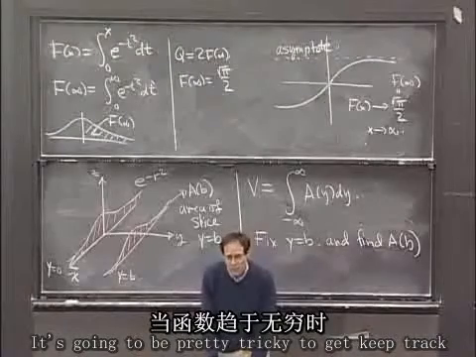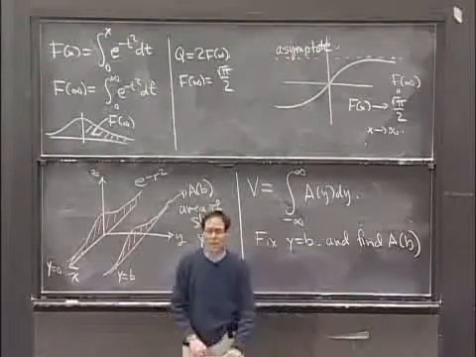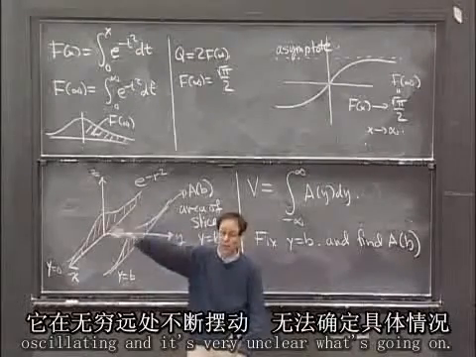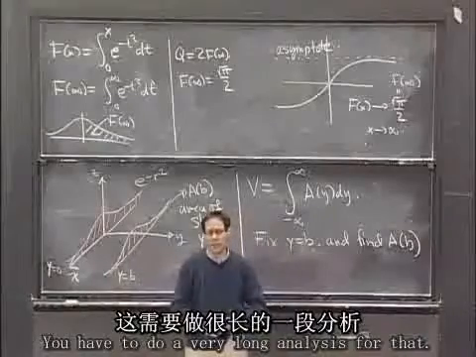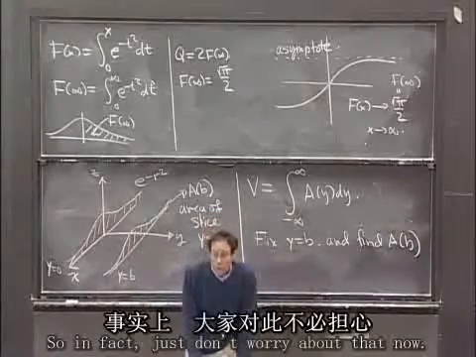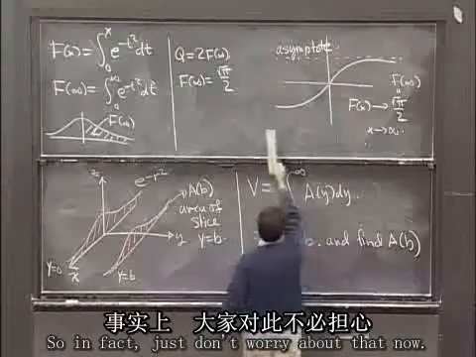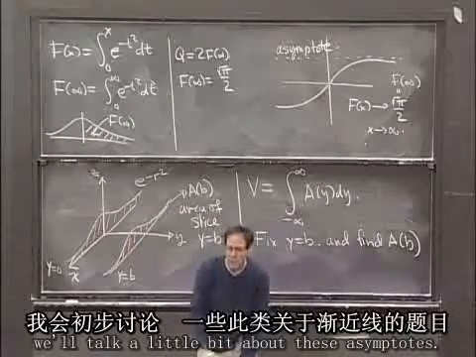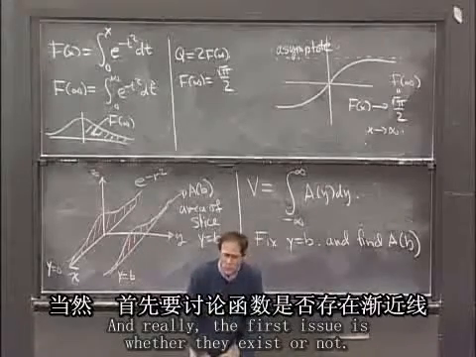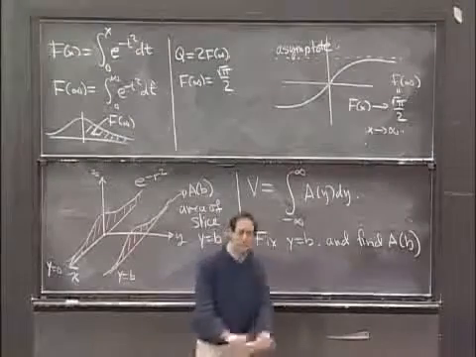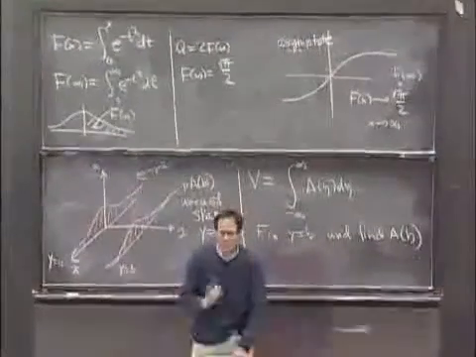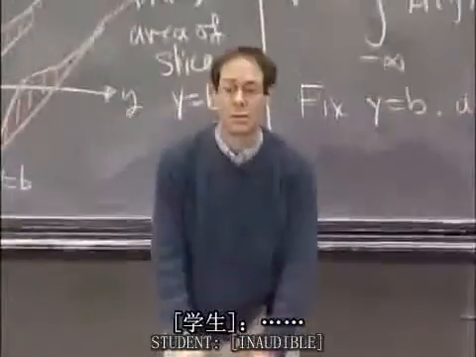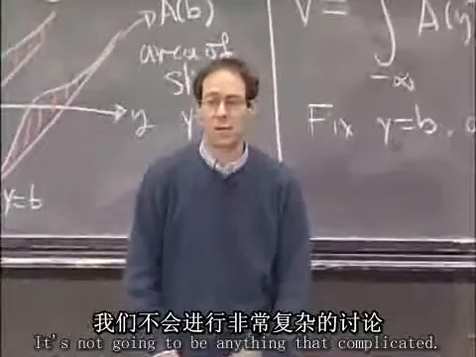It's going to be pretty tricky to keep track of what's happening as it goes to infinity. We had an example on the homework where it was oscillating, and it's very unclear what's going on. You have to do a very long analysis for that. So, in fact, just don't worry about that now. At the very end of the class, we'll talk a little bit about these asymptotes. And really, the first issue is whether they exist or not. That's a serious question, which we'll address at the very end of this course. That's right. It's not going to be anything that complicated.